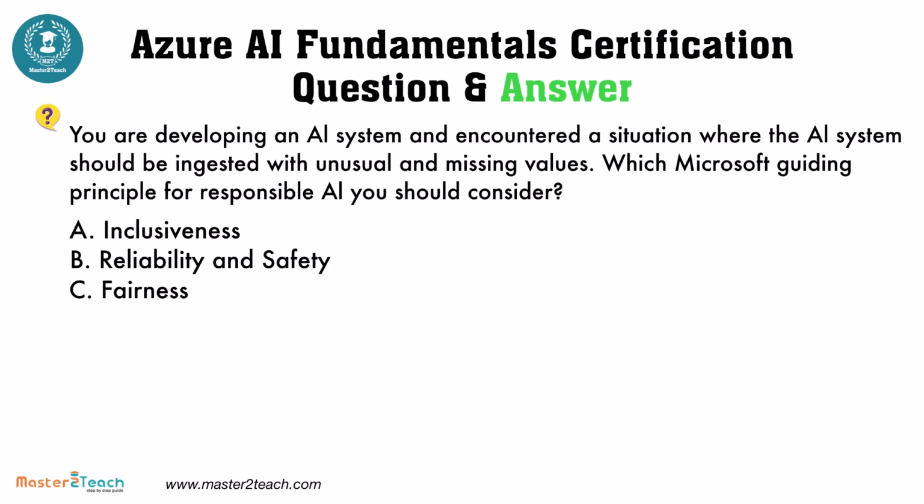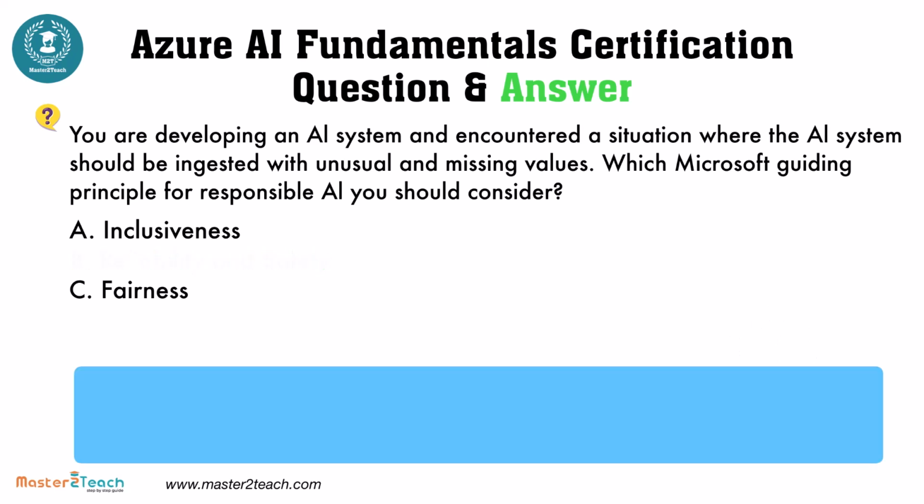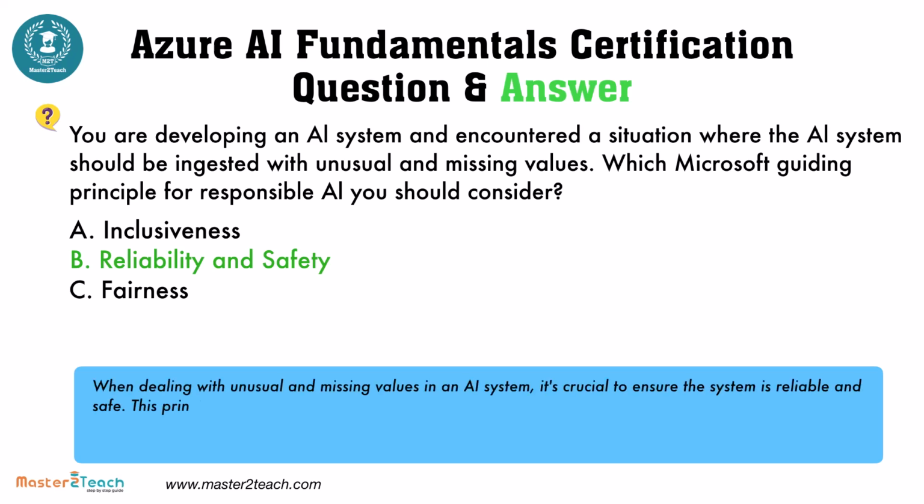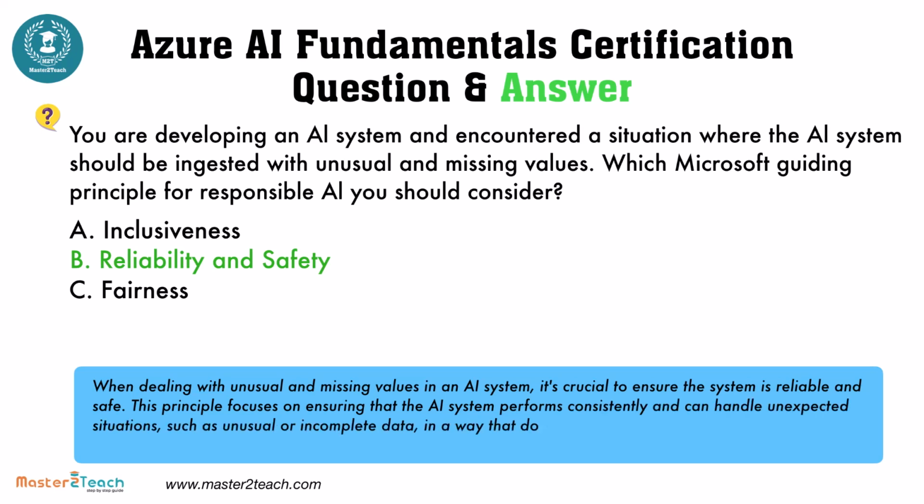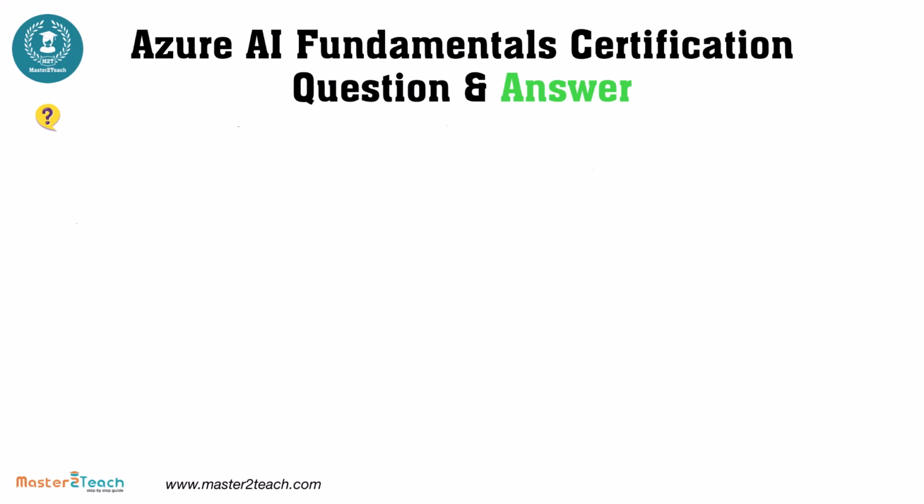The correct answer is reliability and safety. When dealing with unusual and missing values in an AI system, it's crucial to ensure the system is reliable and safe. This principle focuses on ensuring that the AI system performs consistently and can handle unexpected situations, such as unusual or incomplete data, in a way that doesn't compromise the system's overall safety and integrity.